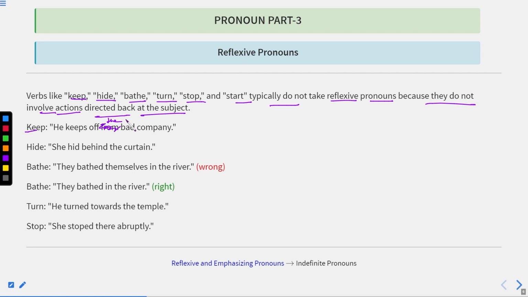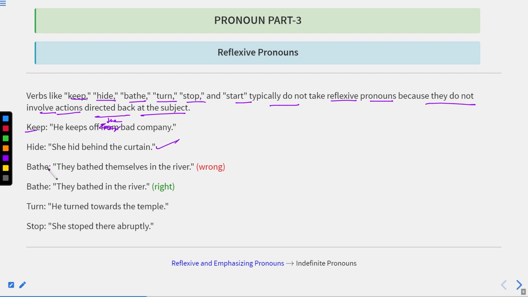Hide. The second form of hide is hid. So she hid behind the curtain. It means she made herself hid behind the curtain, or she went behind the curtain and hid. So the sentence is again absolutely correct.